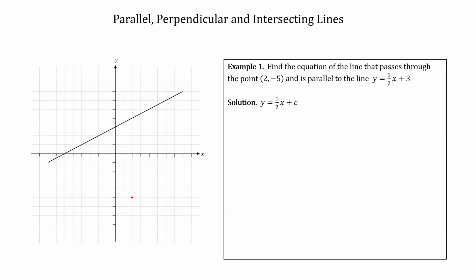So if the line we're looking for is parallel to y equals 1/2 x plus 3, it must have the same gradient as that line, so its gradient must be 1/2.